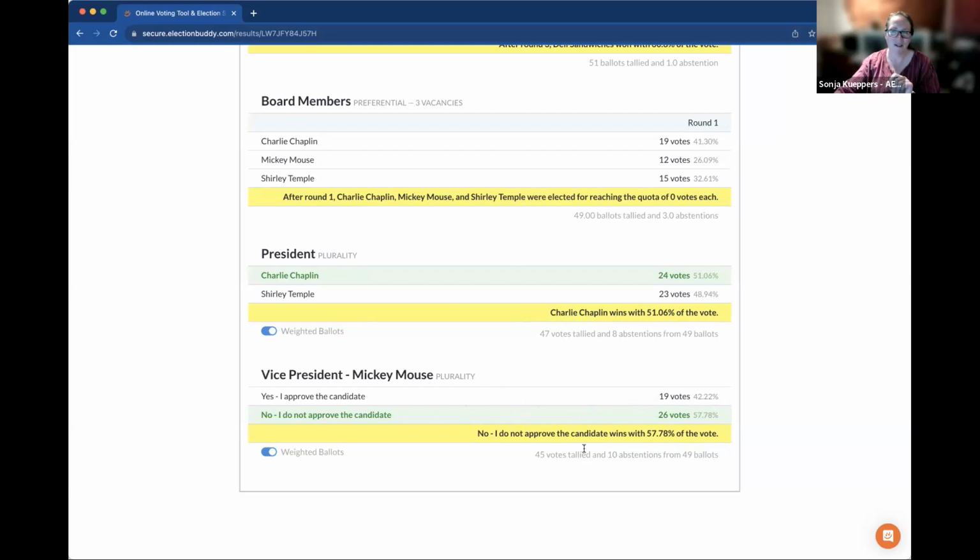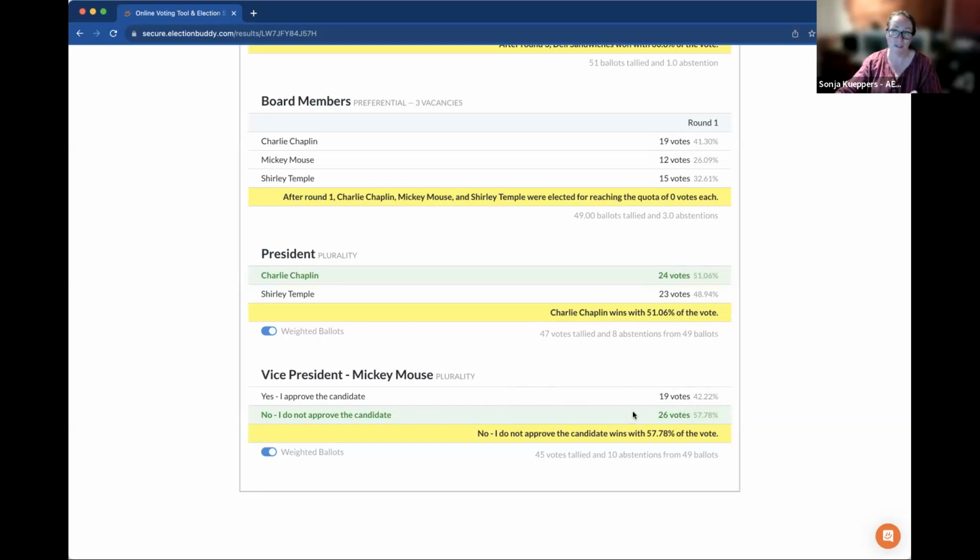So when we sent out a report, we would say that our bylaws don't specify that you have to achieve a certain level of popularity in order to win an uncontested officer election. And so therefore, even though only 19 people or 42% voted in favor of Mickey Mouse for vice president, Mickey Mouse still wins because our bylaws don't specify a threshold. They just say that the candidate with the most votes wins.